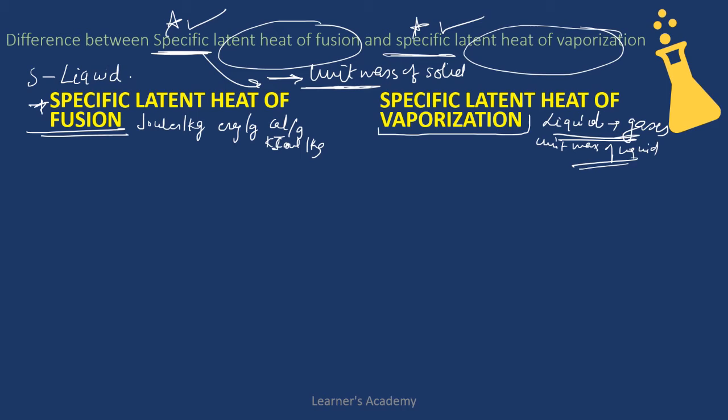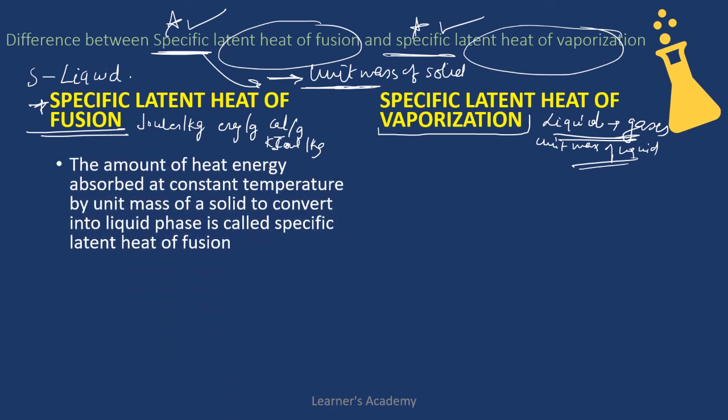Now I'm going to take up point-wise differences between specific latent heat of fusion and specific latent heat of vaporization, and this you have to memorize by heart. Don't skip a point, and don't try to write in your own language. If you have understood the concept, try to use the language of the book, because then you'll get better marks. The amount of heat energy absorbed at constant temperature by unit mass of a solid to convert into liquid phase is called specific latent heat of fusion.